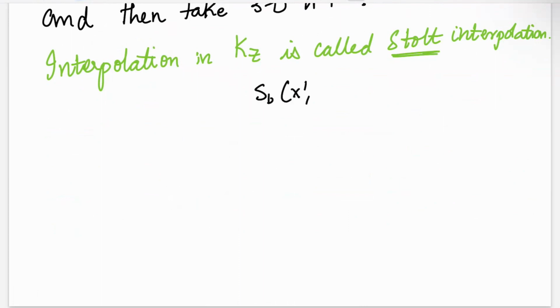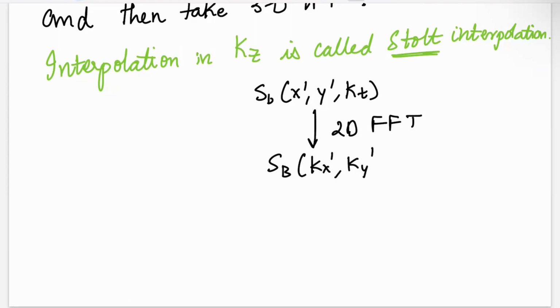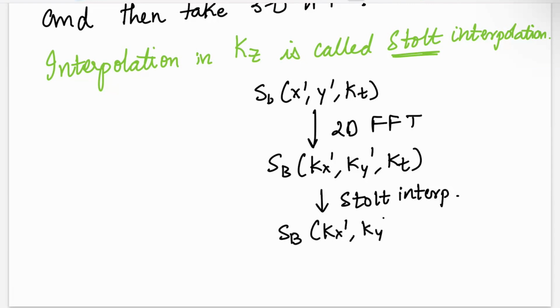You start with something that you measure on x prime, y prime, kt. You take a 2D fast Fourier transform, and that gives you capital SB on kx prime, ky prime, kt. Then you do the Stolt interpolation. That gives you capital SB on kx prime, ky prime, kz. And I'm just going to drop the primes because it's the same as we discussed. And then we take a 3D IFFT to get f of x, y, z.